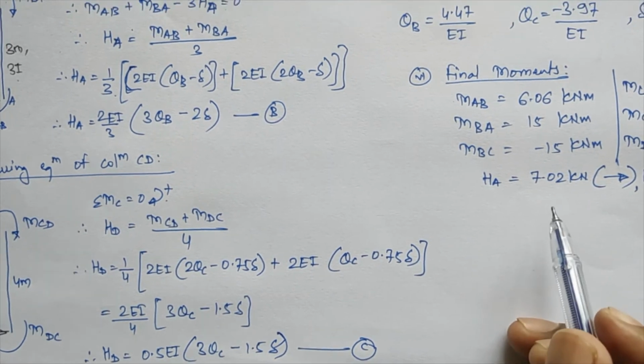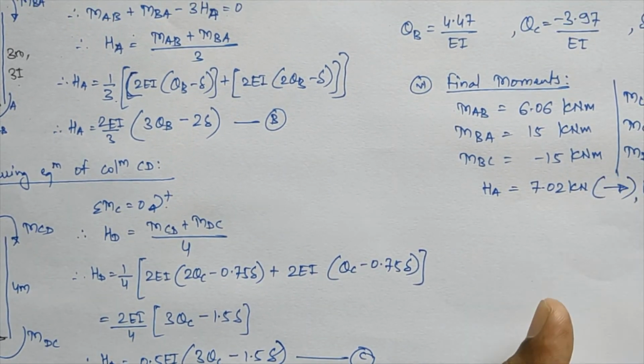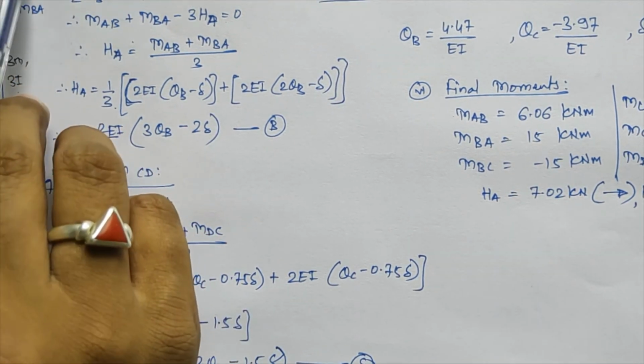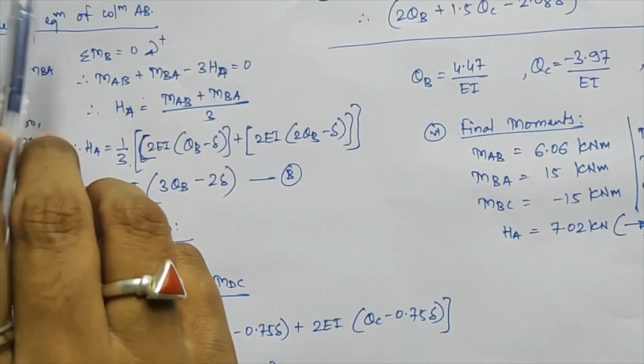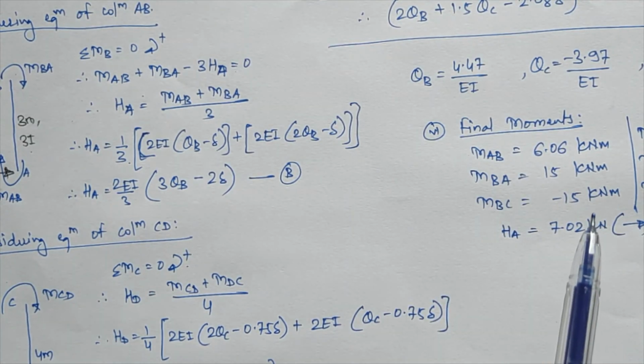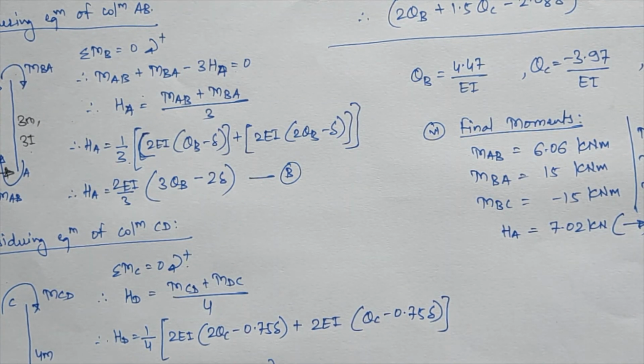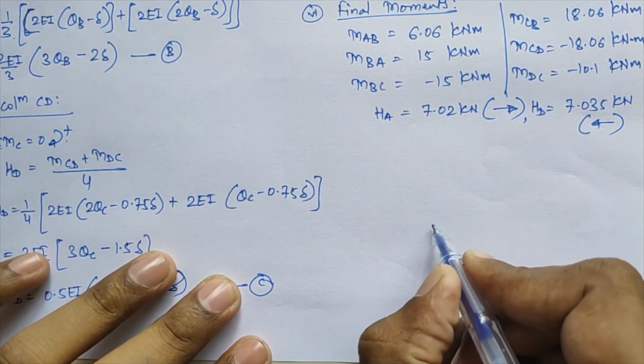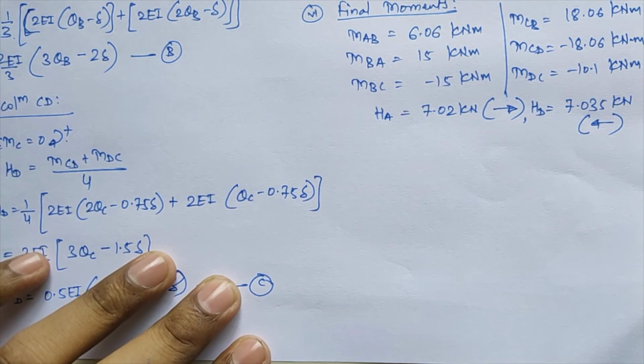That means you can now check the three conditions of equilibrium, that is HA plus HD is equal to 0, and your previous two conditions, that is MBA plus MBC acting at point B and MCB plus MCD acting at point C. You can check whether these conditions are satisfied or not. Okay, so from this we will be plotting the BMD.